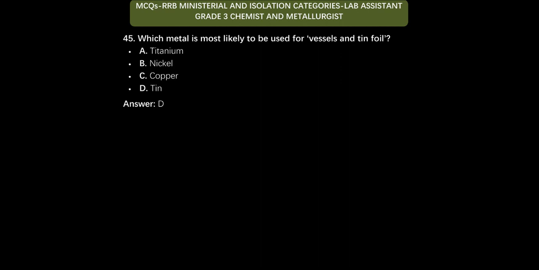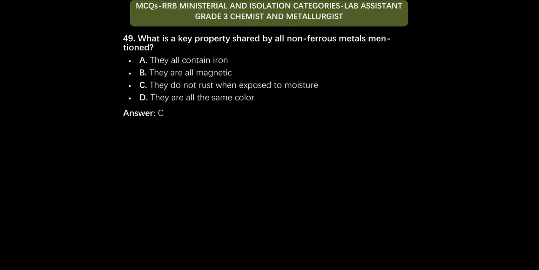Which metal is most likely to be used for vessels and thin foils? Option D, tin. Which metal is described as silver white and hard? Option D, nickel. Aluminum is used in expensive vehicles mainly due to its lightweight. Which metal is used in missiles? Option A, titanium. What is the key property shared by all non-ferrous metals mentioned? Option C, they do not rust when exposed to moisture.